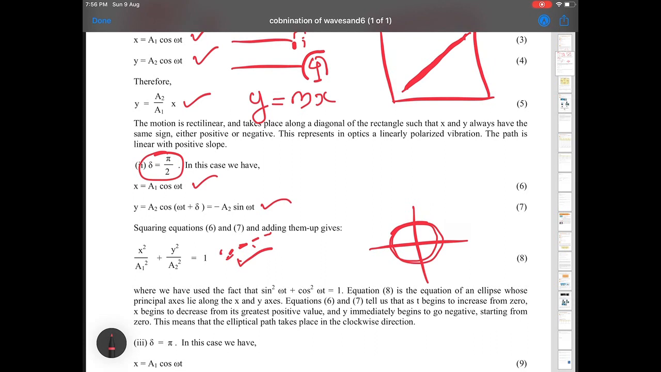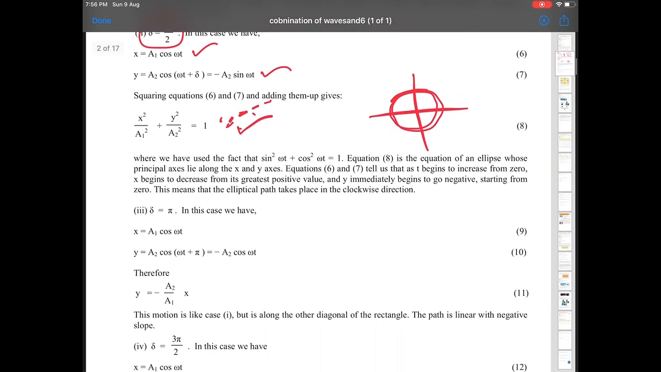And have a look into this. If you further look into this equation, if I make the phase difference delta equal to 180 degree, you can see that in the x direction a cos omega t, and in the y direction, because we know that cos of 180 plus theta is minus cos theta, the equation becomes y equal to minus mx.